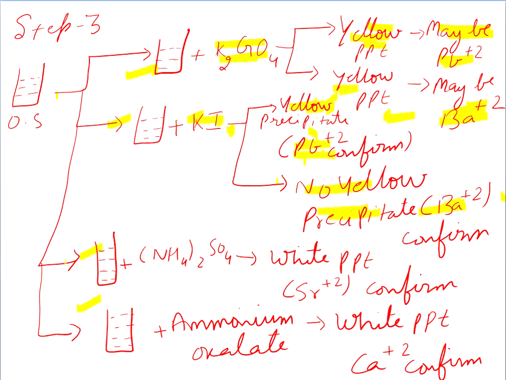And next step, you have to take the group reagent in the original solution. The group reagent is ammonium sulfate. If white PPT is observed, strontium is present, and if you add ammonium oxalate to the original solution and white PPT forms, then it will be calcium. There is a difference: here ammonium sulfate is there, and here ammonium oxalate is there. This is the whole process of the salt analysis, and let's discuss the questions of the salt analysis.